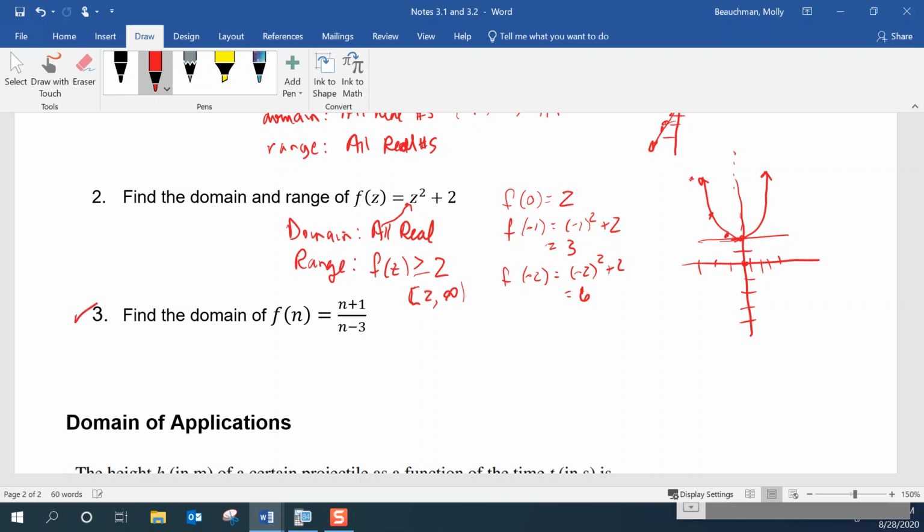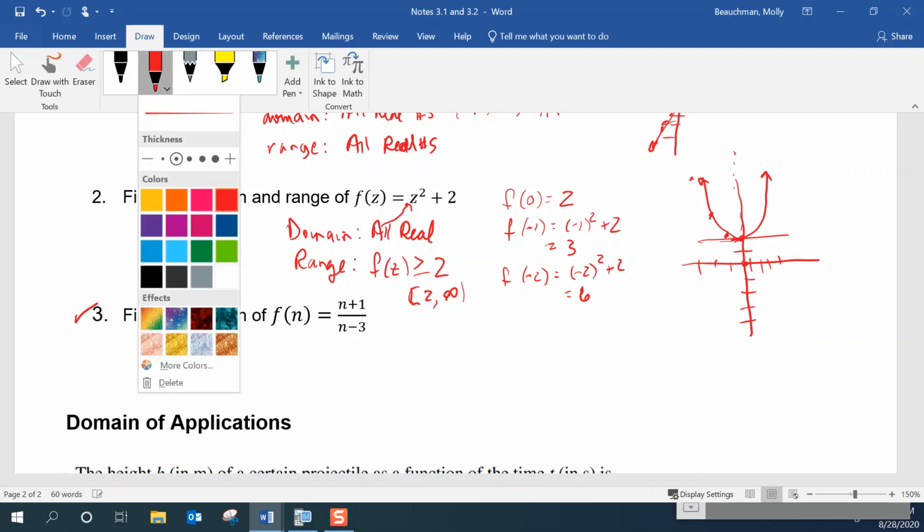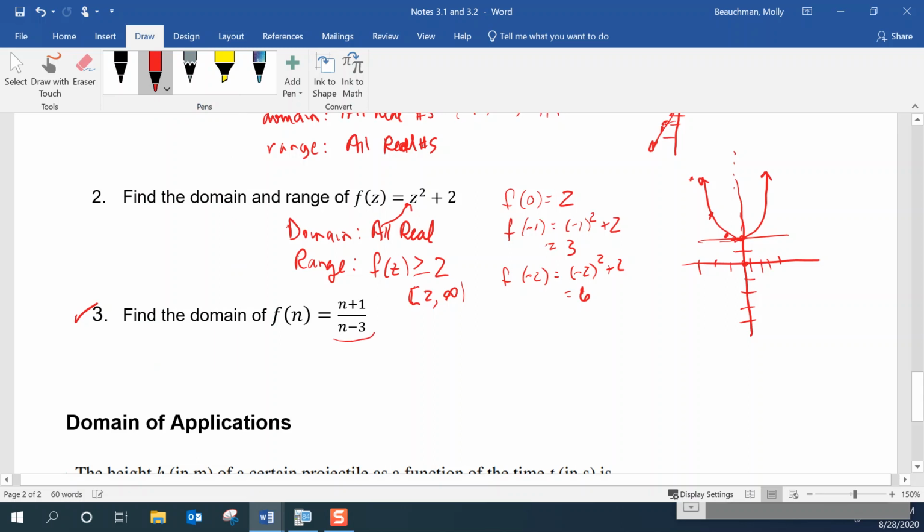Next example, find the domain of f of n is equal to n plus 1 over n minus 3. So in this example, notice that you've got in the denominator n minus 3. We know that the denominator can't equal 0, so figure out what n would have to be to make that 0. If we set the denominator equal to 0, we see that if n equals 3, we get a 0 in the denominator. That can't happen.